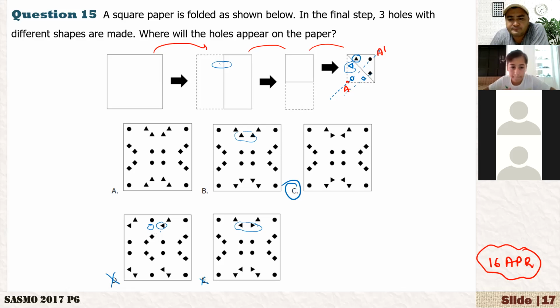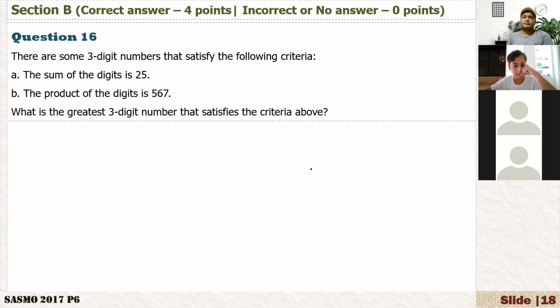And for the others, because we don't have any problem with the dots, they will be at the 4 corners. And in the middle also, we have these circles. Anyway, that is C. So section B from 16 to 25, that's section B. Correct answer, 4 points. Incorrect or no answer, nothing.